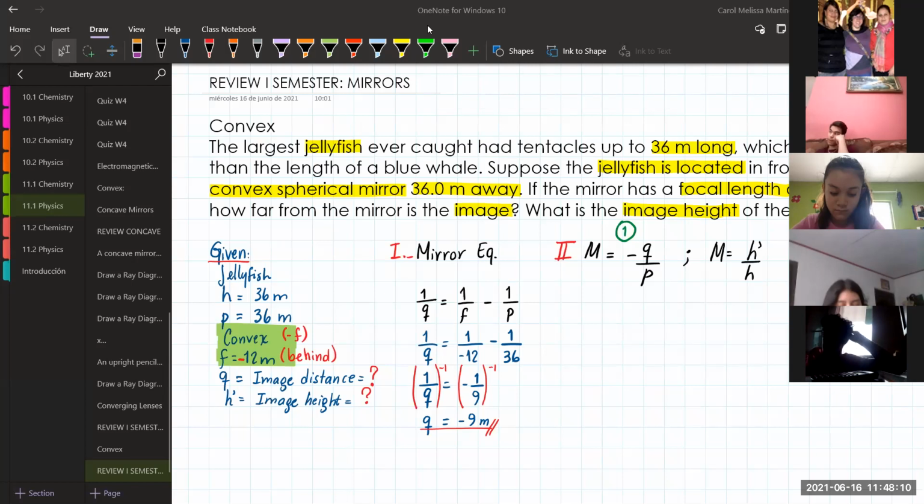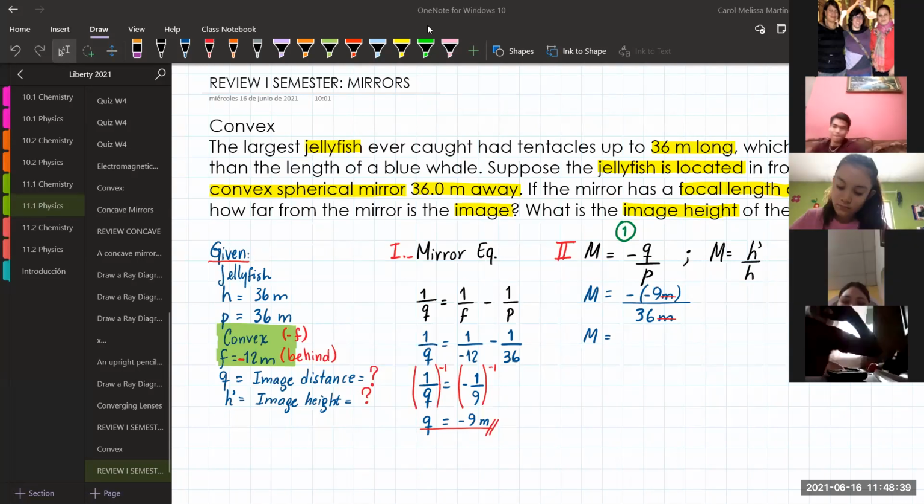So let's find the magnification. It is equal to negative q. The q gave us negative 9 meters divided by p, which is 36 meters. Meters and meters are going to be canceled, and the negative with the negative is going to give you a positive answer. How much did you get from that? 0.25.